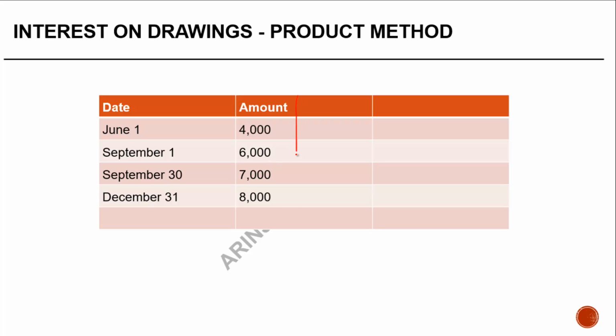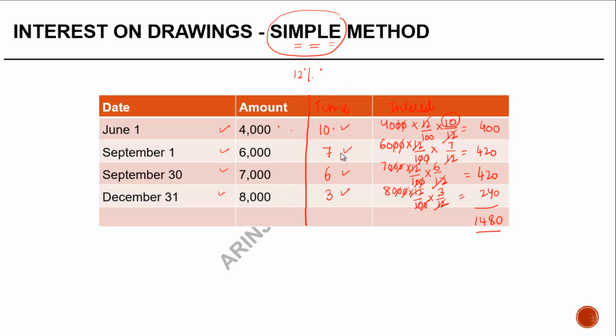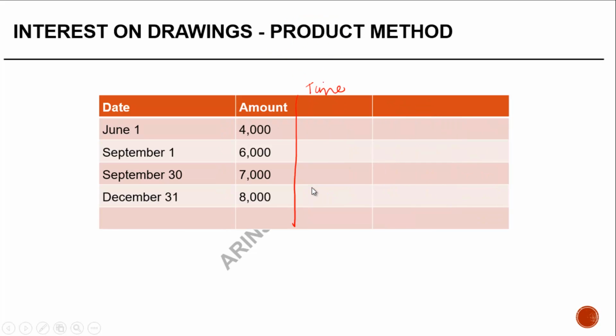In this also, the first step that you do is you need to find out the time frame for which the money has been used. And since the numbers are the same, it is going to be the same, which is 10, 7, 6 and 3. I'll just take the numbers as they are. As step 2, you need to find out the product of the time and the amount. Right? So 4,000 into 10 gives you 40,000. 7 into 6,000 gives you 42,000. 6 into 7,000 again gives you 42,000. And 3 times 8 gives you 24,000.